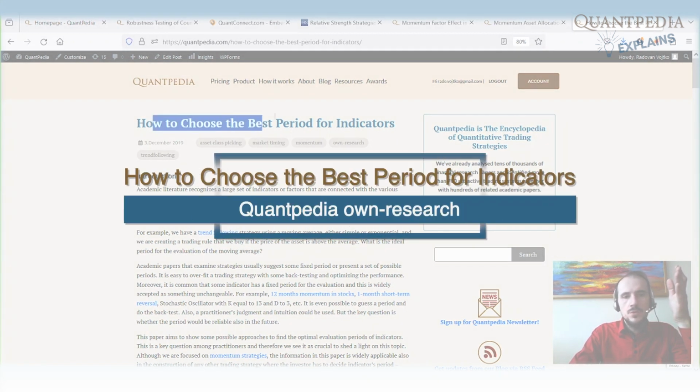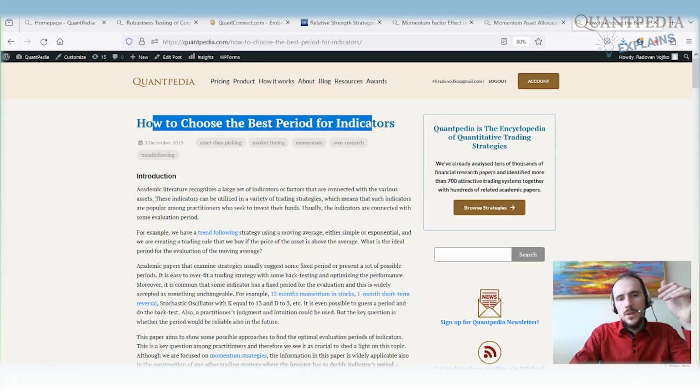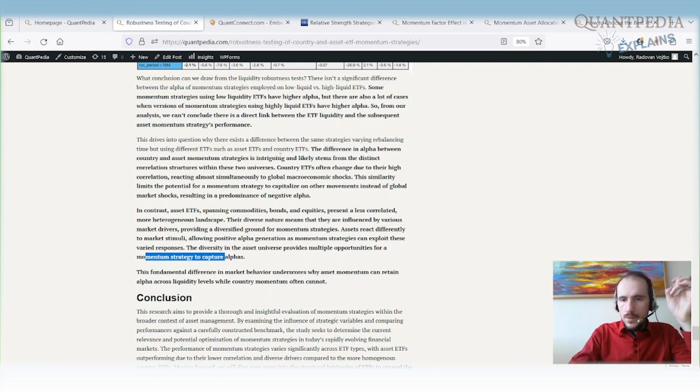It's called How to Choose the Best Period for Indicators. Once again, the article will show you how to perform the robustness test and how to draw conclusions from the robustness testing.